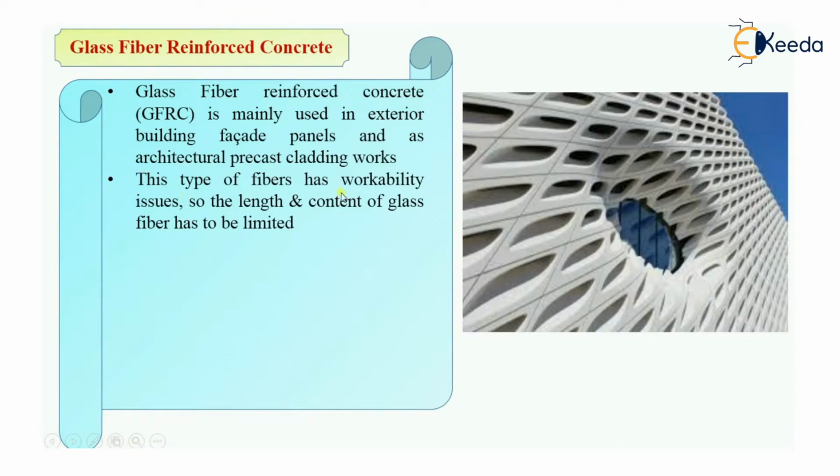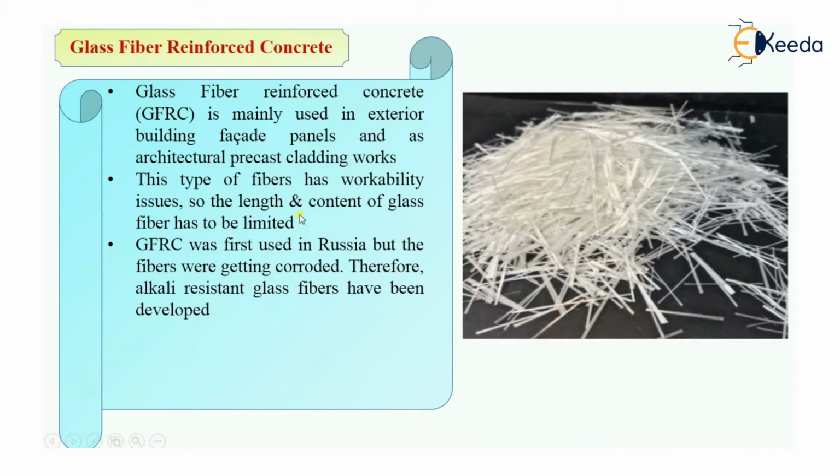This type of fiber has one problem: it will have less workability, meaning there will be some workability issues. So care has to be taken that we are limiting the length and content of glass fibers. We have seen in the types of fibers and their history that glass fiber reinforced concrete was first used in Russia, but we were facing one problem, that these fibers were getting corroded. Therefore alkali resistant glass fibers have now been developed and we are now using alkali resistant glass fibers.